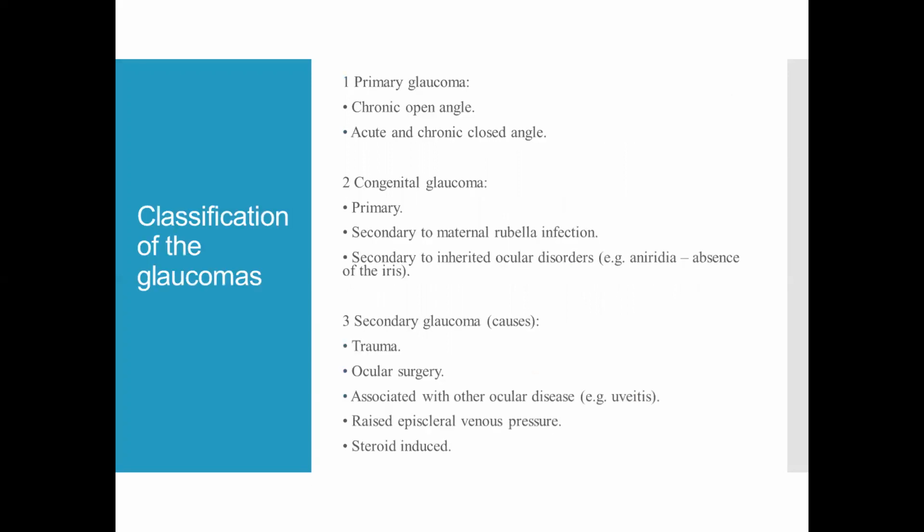So classification of glaucoma. How we can classify it is primary glaucoma, congenital glaucoma, and secondary glaucoma. Primary glaucoma consists of chronic open angle glaucoma and acute and chronic closed angle. Then congenital glaucoma is divided into primary, secondary to maternal rubella infection, and secondary to inherited ocular disorders, such as aniridia, which is absence of the iris. Then there is secondary glaucoma, which may be due to trauma, ocular surgery, associated with other ocular diseases such as uveitis, raised episcleral venous pressure, or steroid induced, basically drug induced.